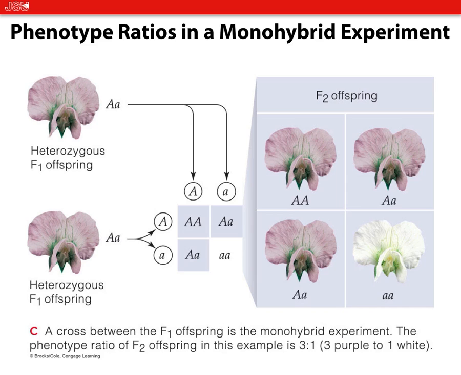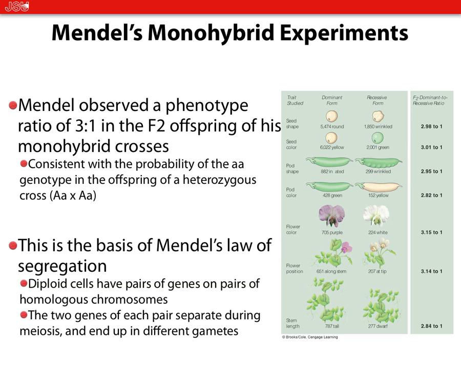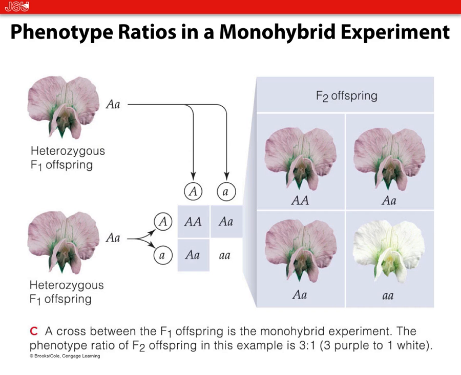What this shows is a 1-to-3 phenotype. The genotype is 1-to-2-to-1. For every one AA, there are 2 big A, little a, and 1 little a, little a. The phenotype, though, here is if the big A is purple and the little a is white, then we have 3 purples for every 1 white flower.